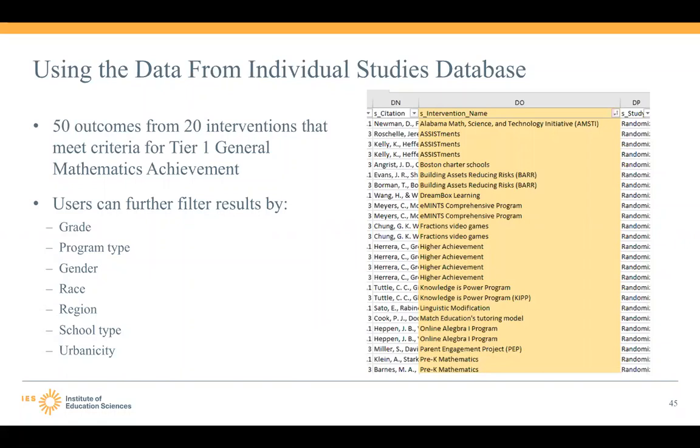So back to our example, remember we asked for programs that improve general mathematics achievement that meet Tier 1. The merged file returned 50 outcomes from 20 interventions that meet these criteria. And you can also use the filter functions in Excel to further filter results by other variables in the file, such as grade, program type, gender, and several other categories. So with that, I'm actually going to hand things back over to Josh to wrap things up.